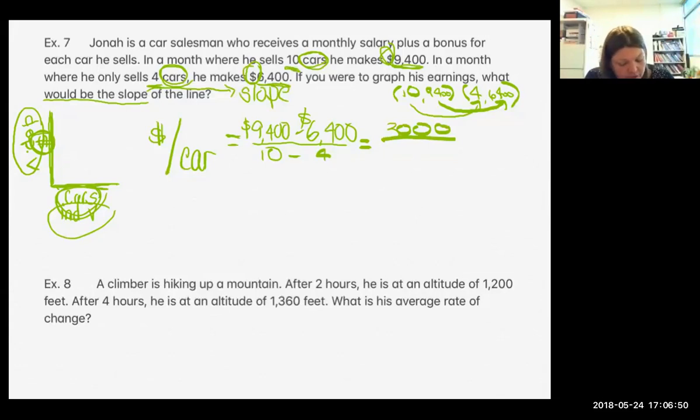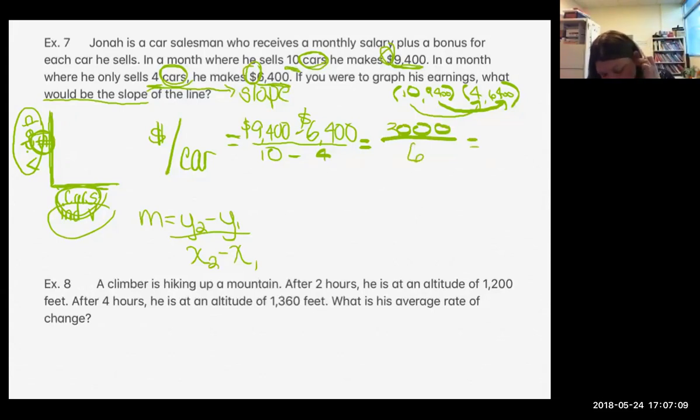Okay? And by the way, when I do this, I'm actually plugging into the slope formula. I have it memorized. I forgot to explicitly tell that to you guys. Change in y over change in x. And then on the bottom, the change in the number of cars he sold was a change of 6 cars. And now I can do my division now that I have my change. So 3,000 divided by 6 would be 500.